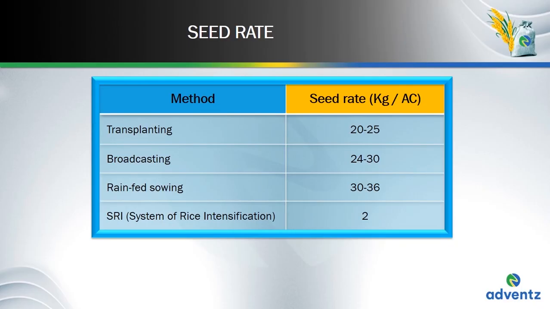Seed rate is the amount of seed required to achieve an adequate number of plants in a given field. The seed rate requirement in transplanting is 20 to 25 kg per acre, and for broadcasting it is 24 to 30 kgs per acre. In rain-fed sowing, the seed rate requirement is 30 to 36 kgs per acre, and in SRI, which is System of Rice Intensification, the seed requirement is 2 kgs per acre.